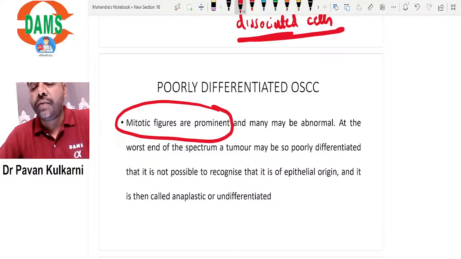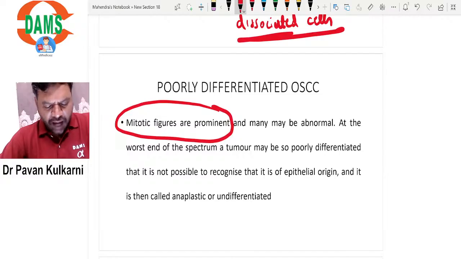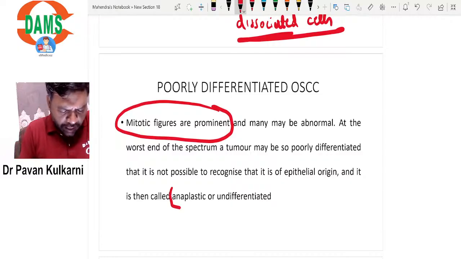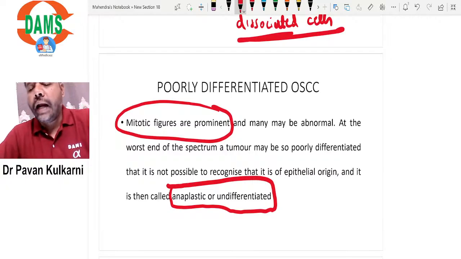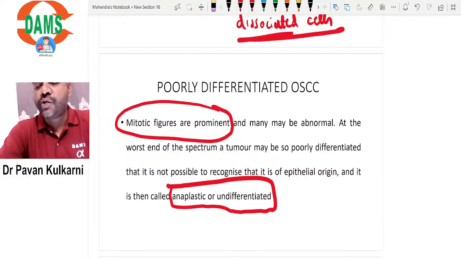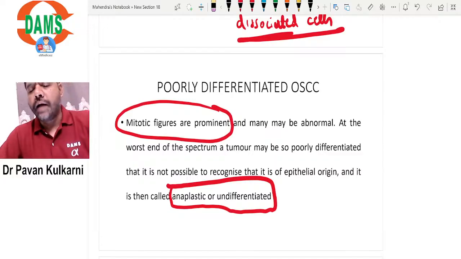That is what we have seen. They will be abnormal. That is why you use the word anaplastic or undifferentiated. Anaplastic or undifferentiated squamous cell carcinoma.